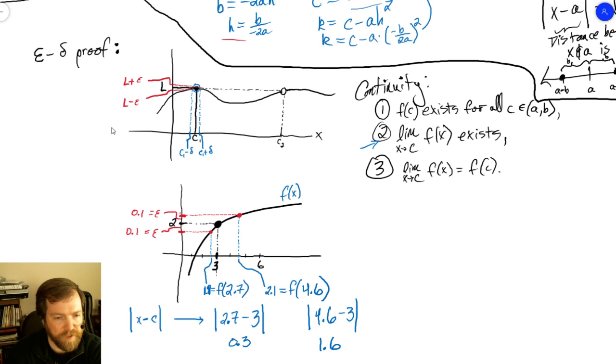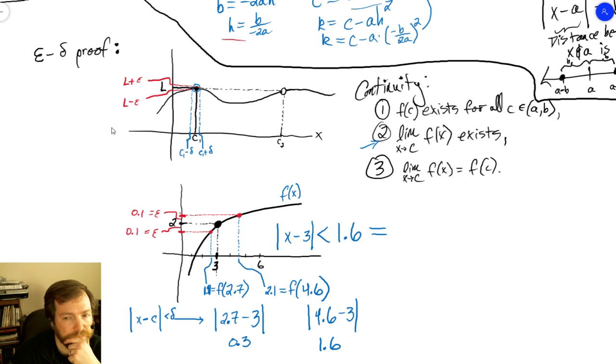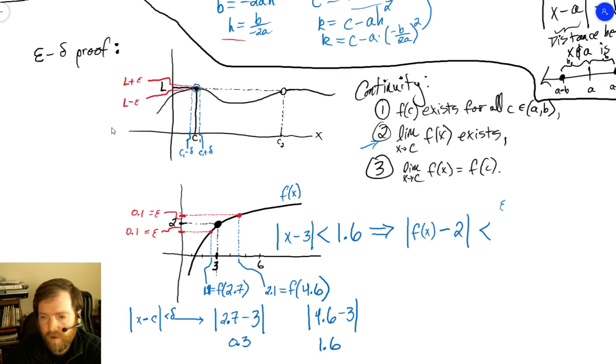Our distance between x minus c must be less than a certain delta value. For this particular problem, the delta that we're going to find can only be guaranteed to be less than 1.6. So for the problem that we've looked at here, absolute value x minus 3 is going to be less than 1.6. It's the best we can do. This will imply that the distance between the function value, f at x, whatever it might be, and the limit value, in this case 2, is going to be less than epsilon, which is 0.1. So absolute value f of x minus L is going to be less than epsilon.